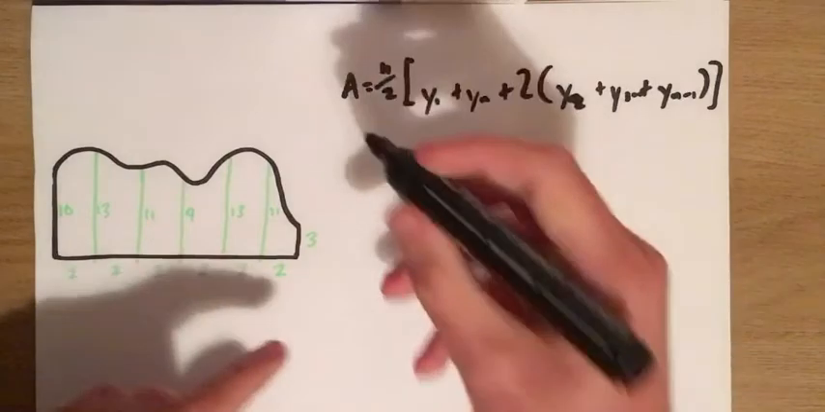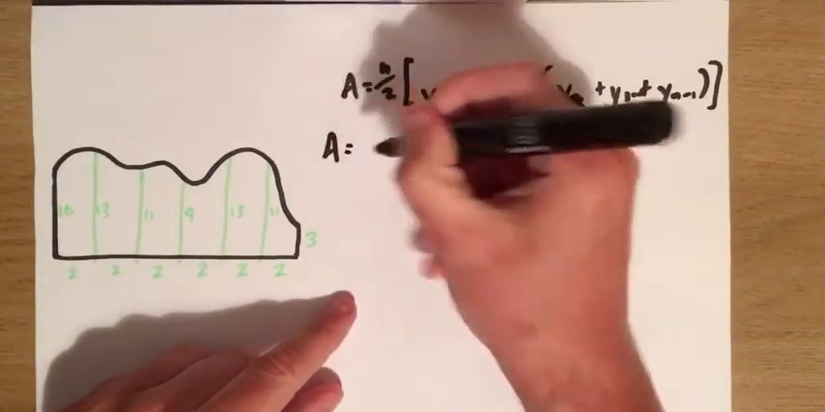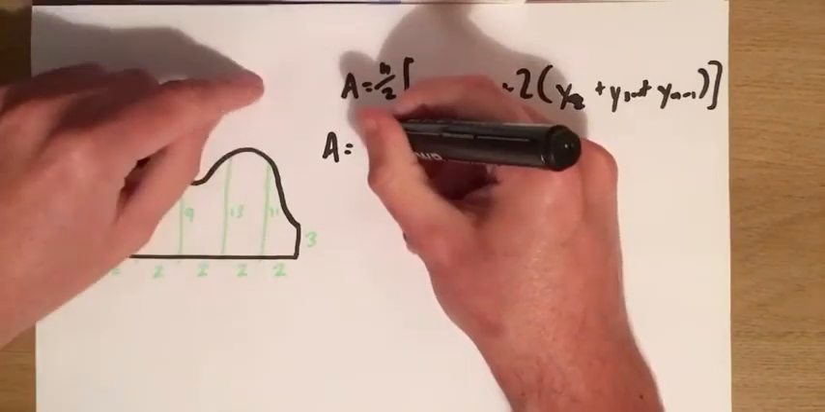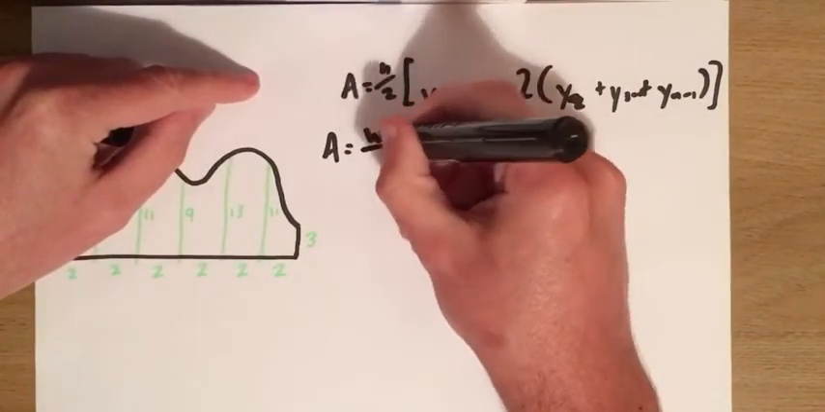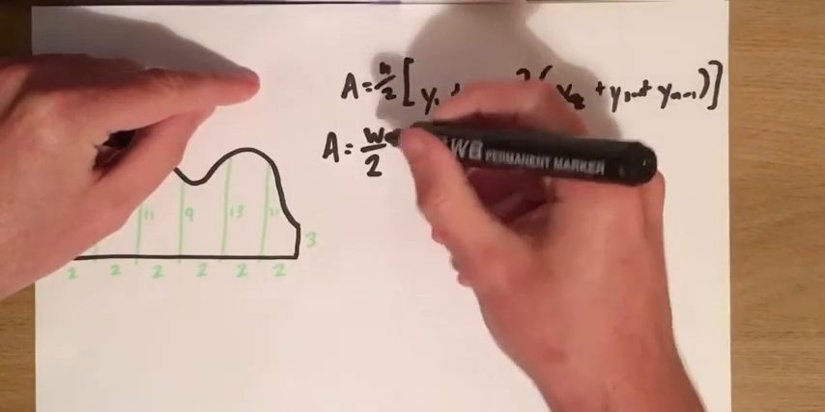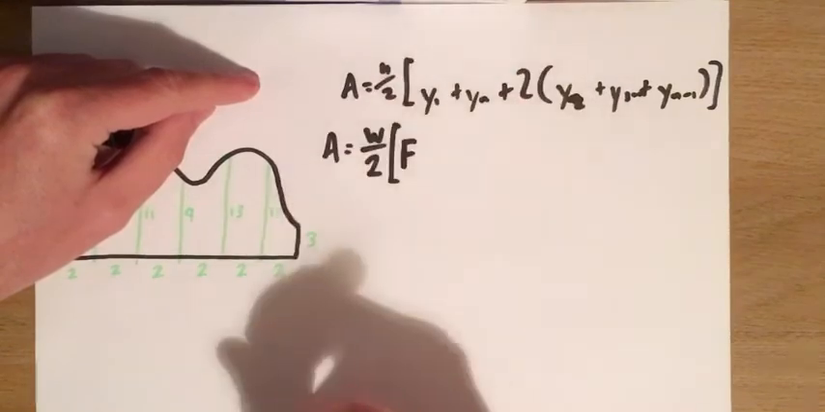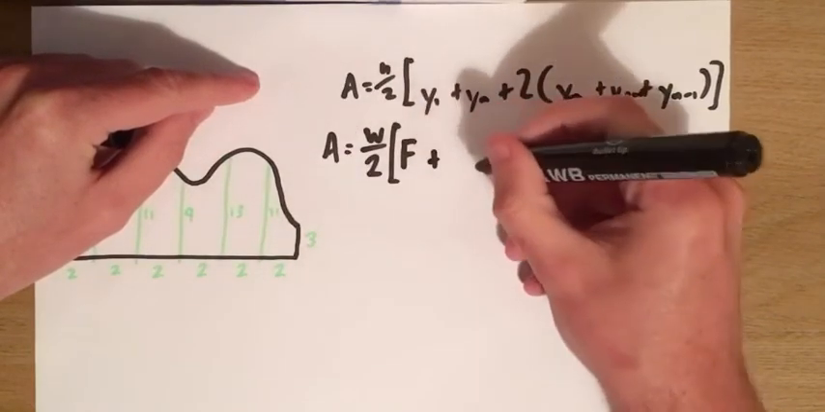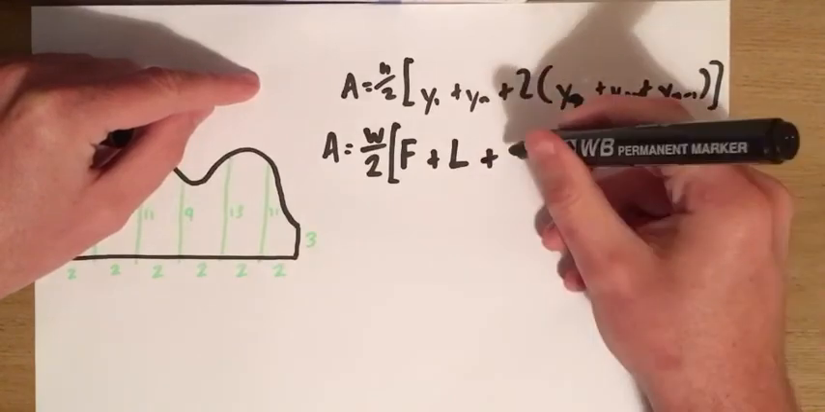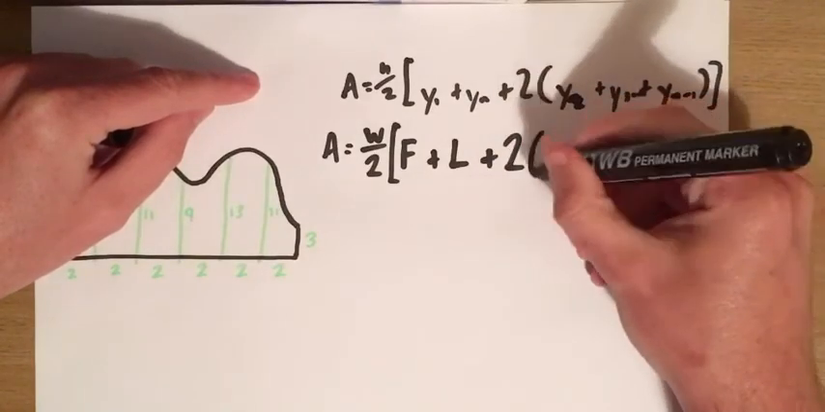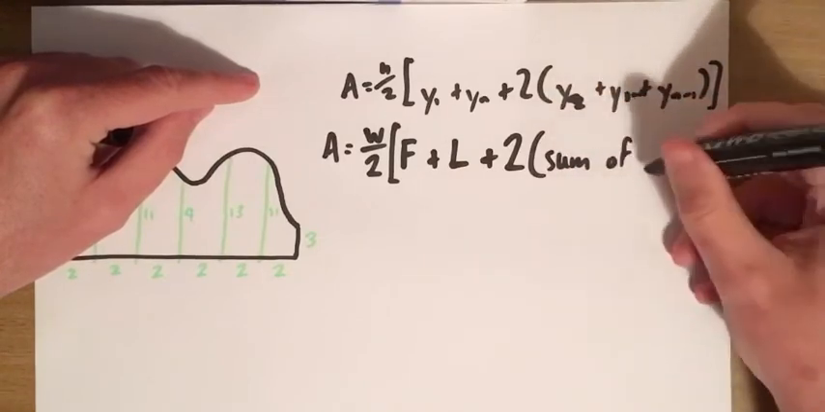Now, what does that actually mean? It means area is equal to, you can use W here instead of H if you want, because it's the width of a strip over 2, multiplied by the first height plus the last height plus 2 times the sum of the rest.